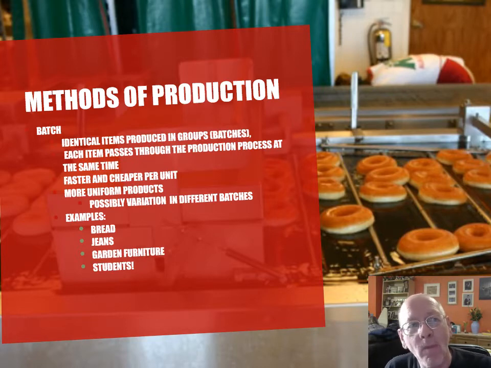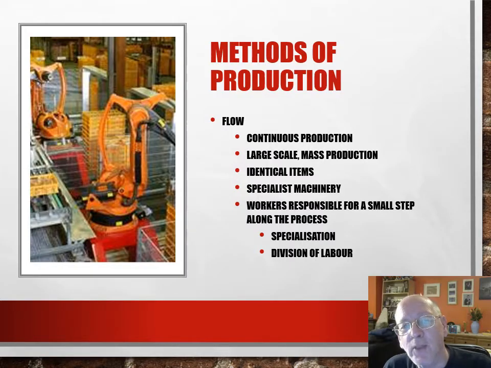Flow production tends to be mass production. It's where the production line is continuous. It's for large-scale production where you're producing broadly identical items. You're likely to have specialist machinery, so you can see the robots there. Workers typically are responsible for a very small step of the process. They tend to be specialists, and for the economists among you, they tend to employ division of labour.